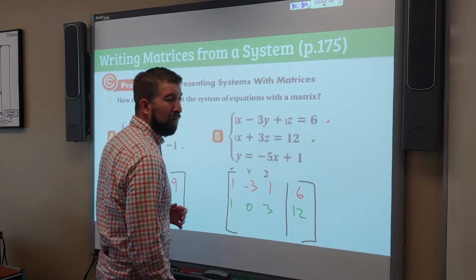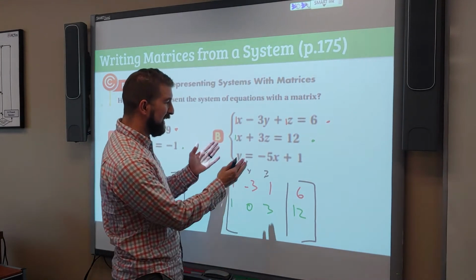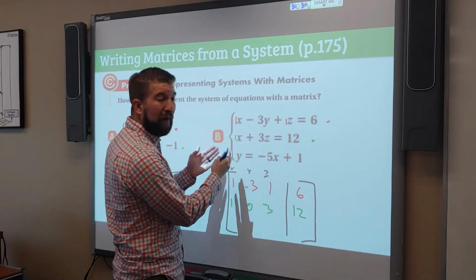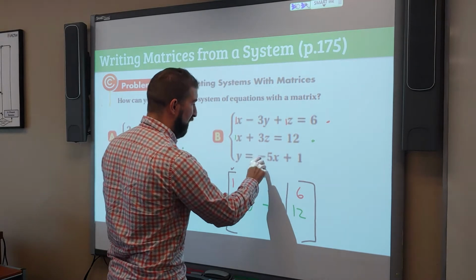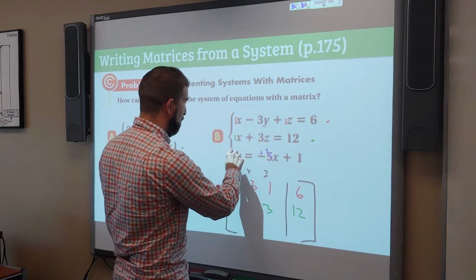Now in this one, they really try to throw us off, all right? We need to get this in the form 5x plus y equals something. So I would just add 5x to each side. You can rewrite this.